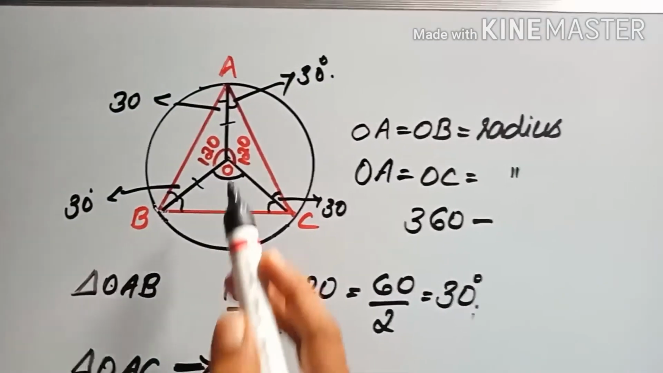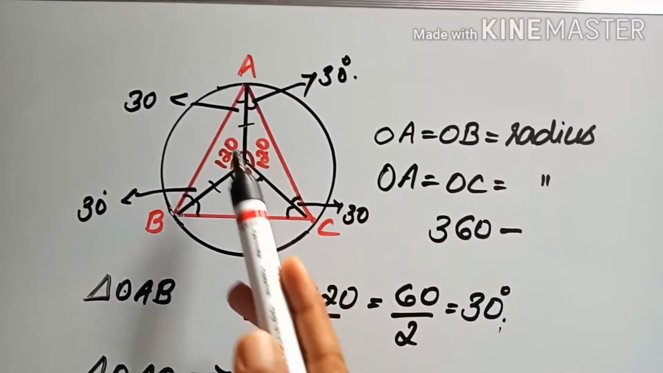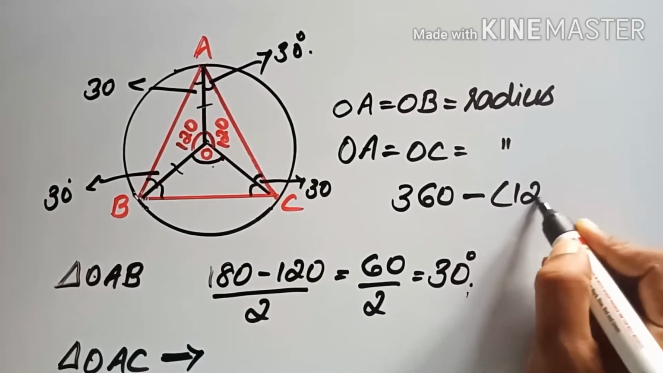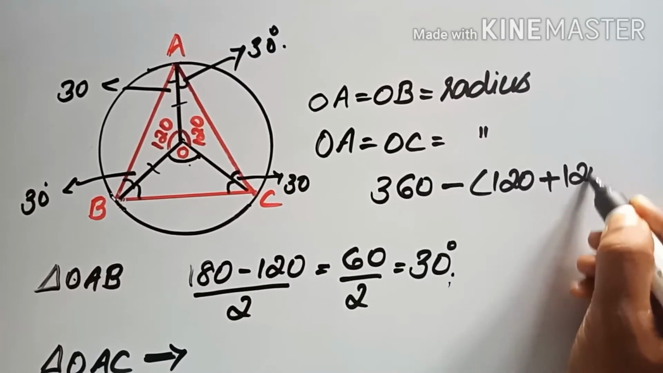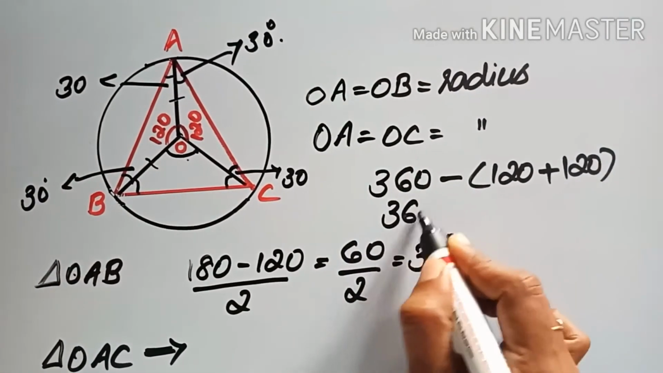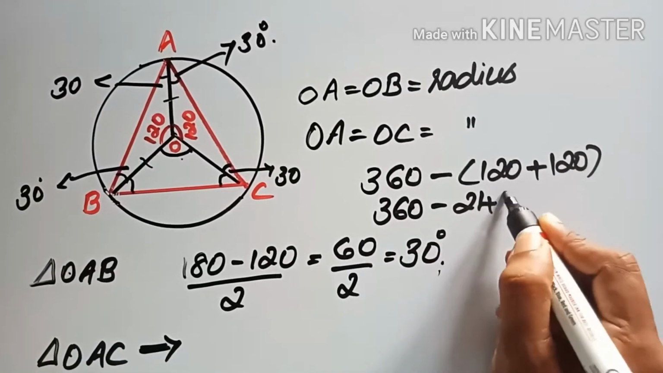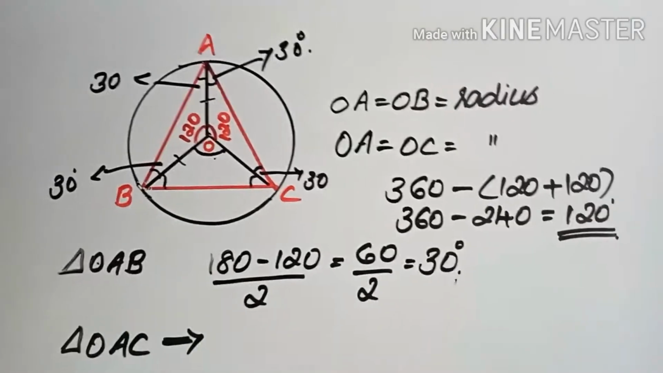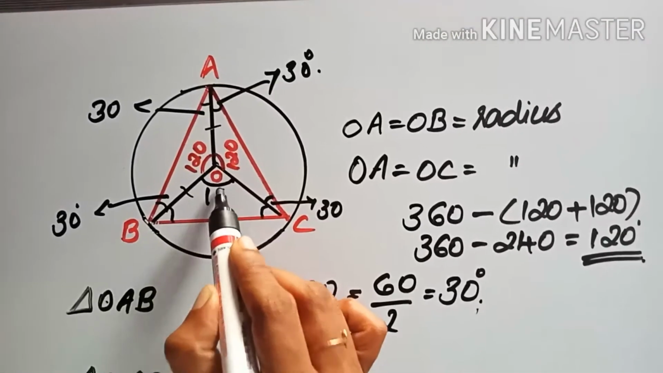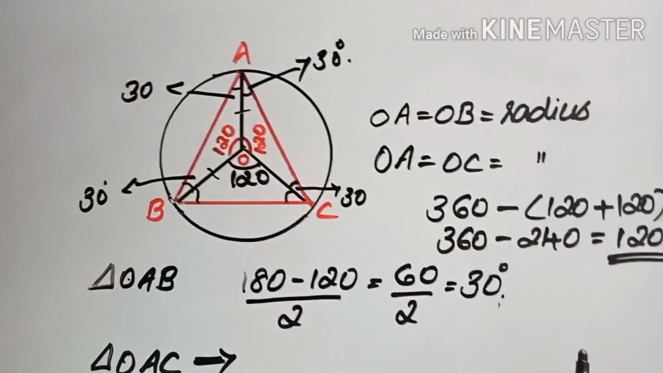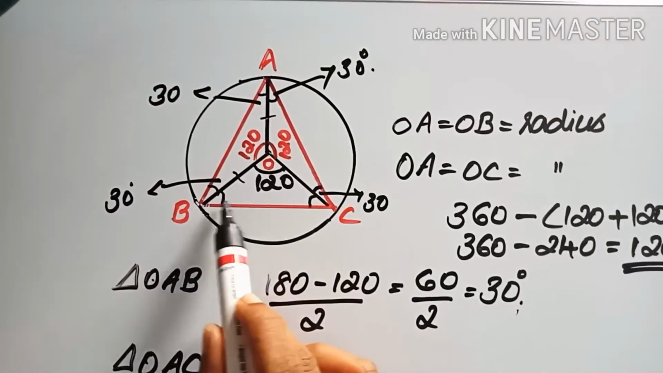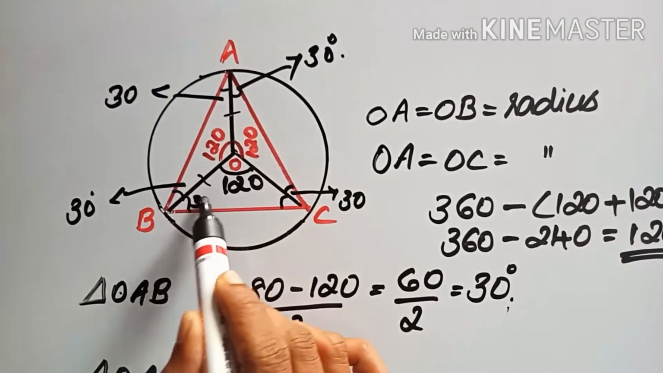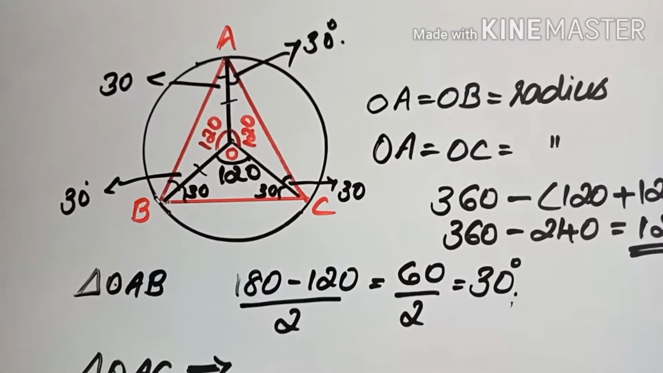So 360 degree is divided into three parts here. First part, second part, third part. So 360 minus 120 plus 120. That is 360 minus 240. Answer again it will be 120 degree. That means this part will also be 120 degree. So this is 120 degree, means these two angles will be what? Same like the previous case. This will also be 30 and 30.